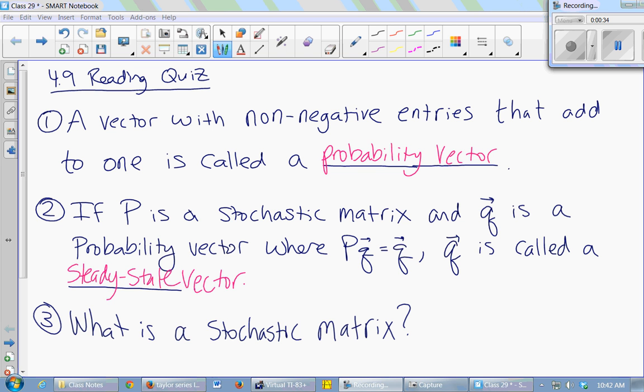Okay, what is a stochastic matrix? Yes, it's a square matrix where the columns are probability vectors. And if you didn't say square, I'll take it, but it really should say square. A square matrix whose columns are probability vectors.